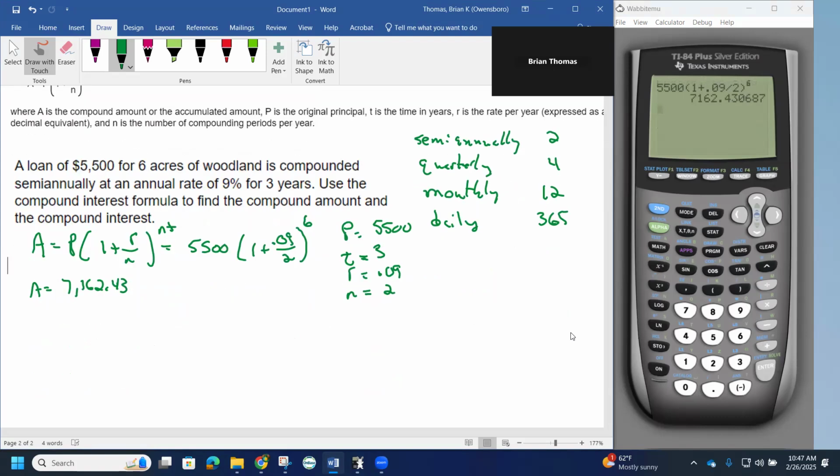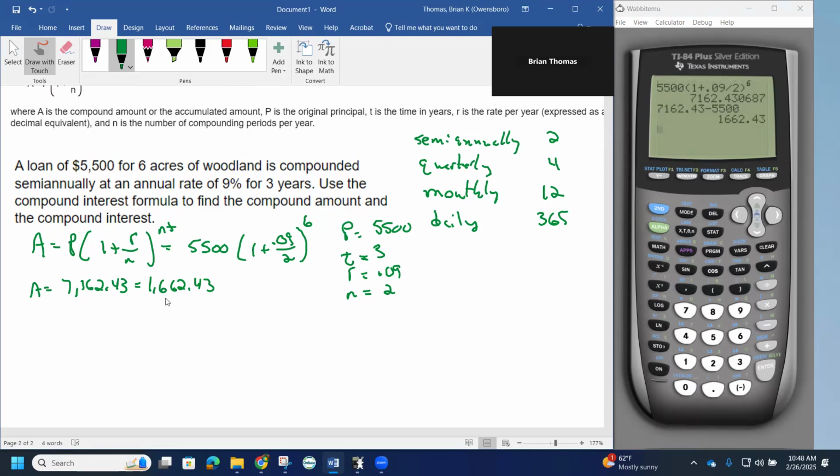So the compound interest is how much interest did you have to pay. So if I subtract those two, if I do the 7,162 and the 43 cents, and subtract what I borrowed to begin with, the 5,500, that'll tell us how much interest we had to pay back as well. So we ended up having to pay back $1,662.43.